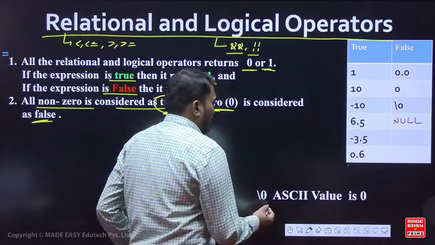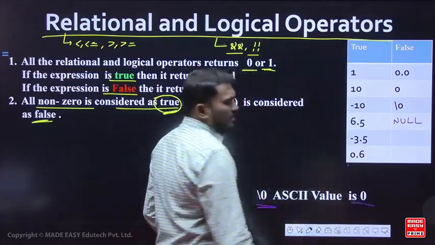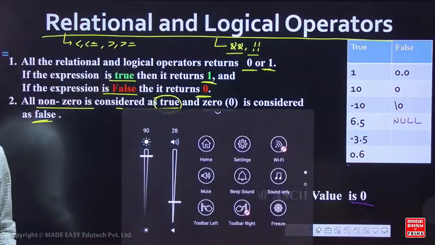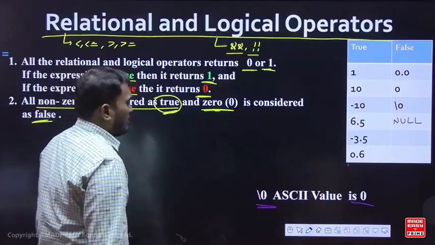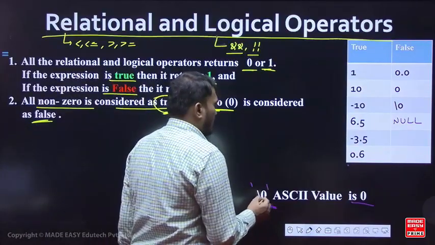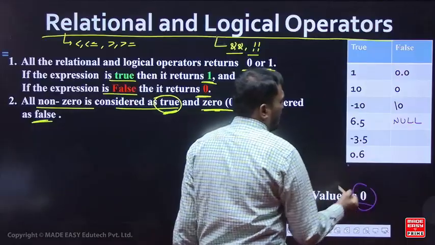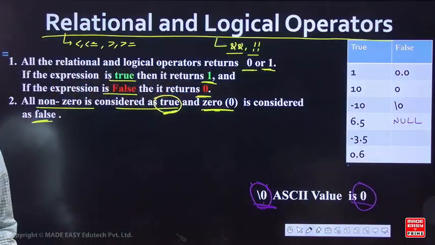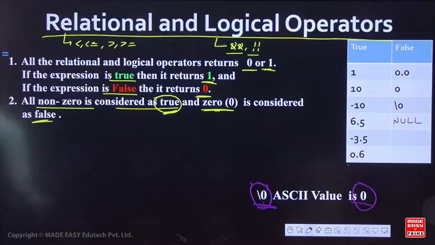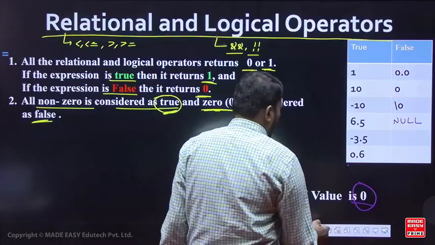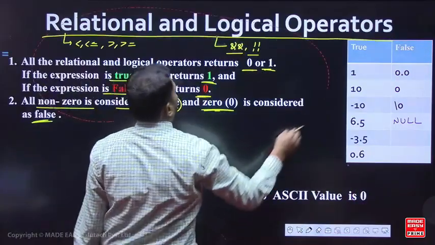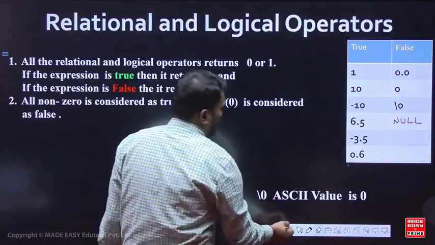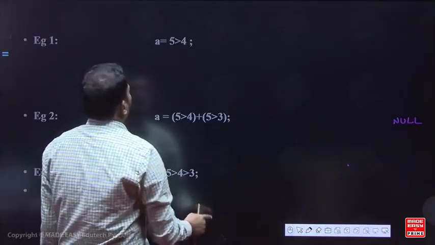Copied? Remember, slash 0 has ASCII value 0. Slash 0 means the null character. The null character's ASCII value is 0. Have all of you copied? Okay, I think all of you copied.